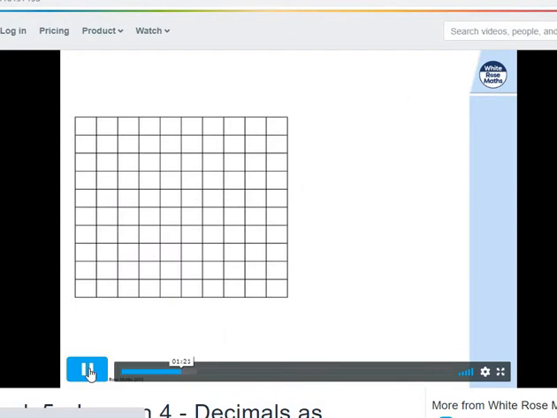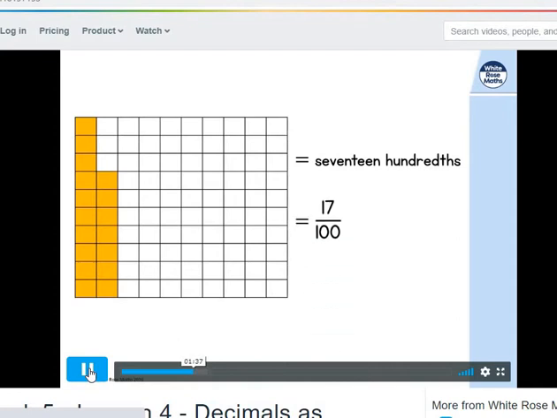We've got a 100 square now, 100 equal parts. And of those 100 equal parts, 17 are shaded in. So 17 hundredths is represented on the 100 square. And we'd write that as the fraction 17/100.